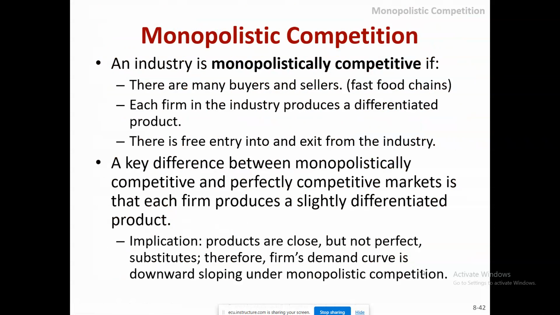Now, let's switch to the market structure of monopolistic competition. Here's a summary to review its characteristics. There are many buyers and sellers. Each firm in the industry produces a differentiated product, so the products are not homogeneous. They're not identical. Each brand or each type has its unique features. And there's free entry into and exit from the industry.